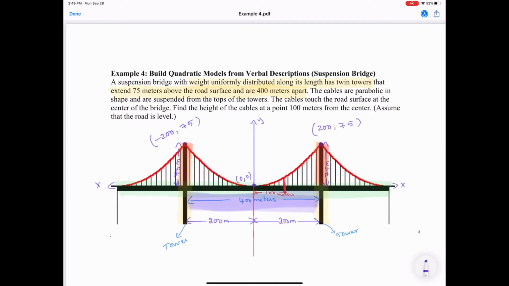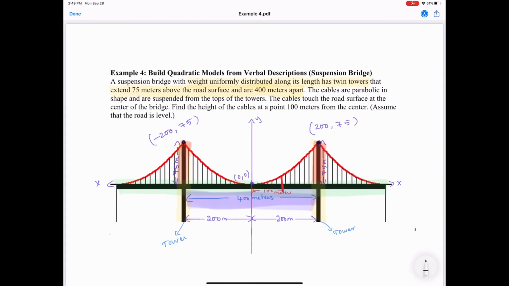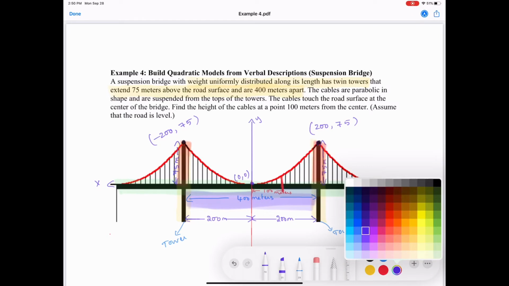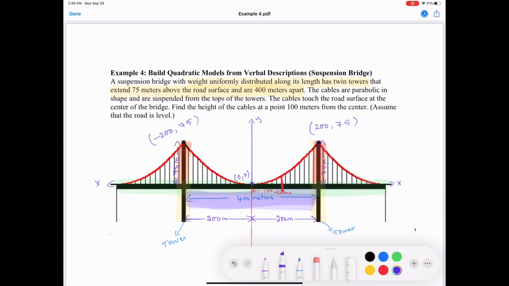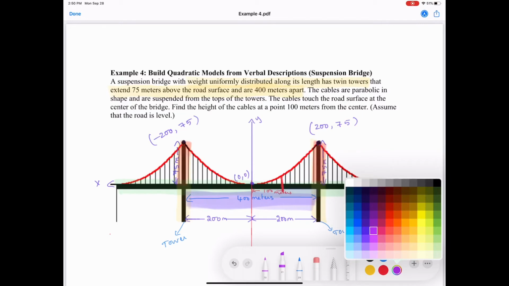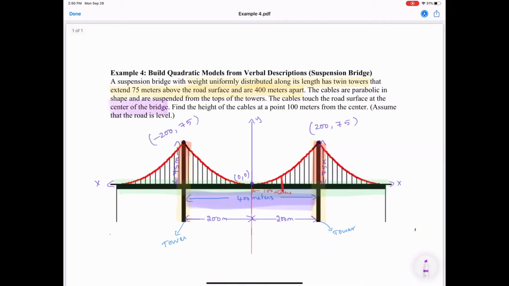Okay, the cables are parabolic. We can see that it's the shape of a parabola, and they are suspended from the top of the tower. So this is the top of the right tower, and this is the top of the left tower. So the cables are suspended from there. The cable touches the road's surface at the center of the bridge. So we are going to keep the center of the bridge here as the origin, 0, 0.